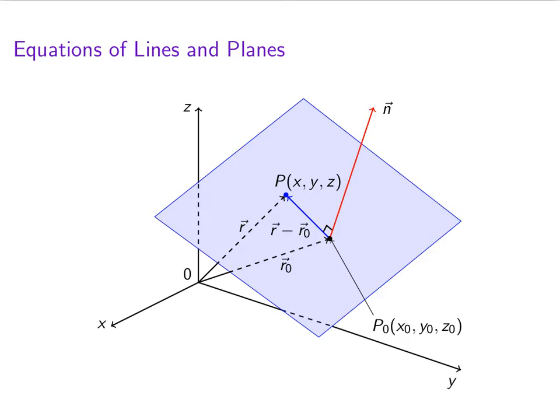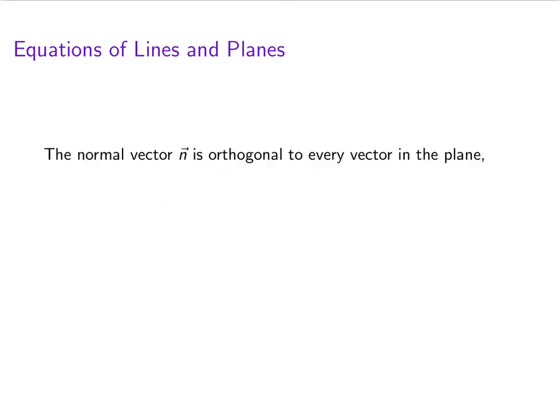The vector P0P lies in the plane and is orthogonal to the vector n. So n is an orthogonal vector to the plane. Any vector that we create that's in the plane will be orthogonal to n. n is our normal vector to the plane. So the normal vector n is orthogonal to every vector in the plane. And notice that it is orthogonal to r minus r0 because that's a vector in the plane.